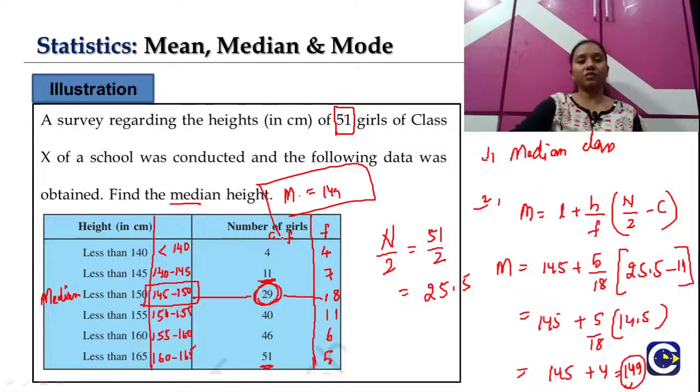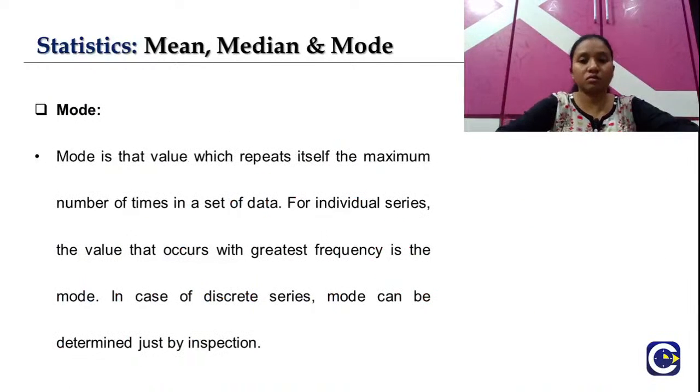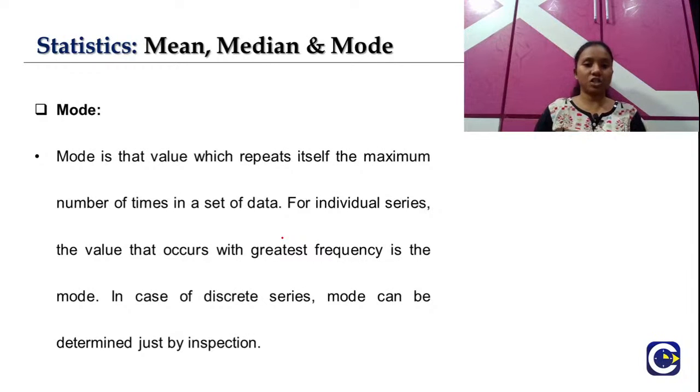So now, as we have done with our median as well as mean of the different distributions, now let's discuss the mode. So let's enter into the mode. Here let's start with the basic definition. Before stating the definition, I hope you guys already know this mode.